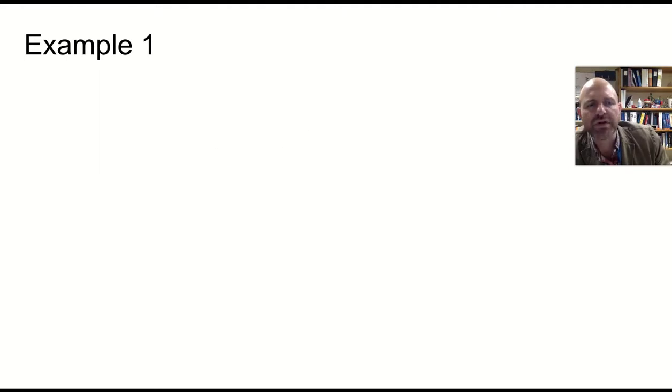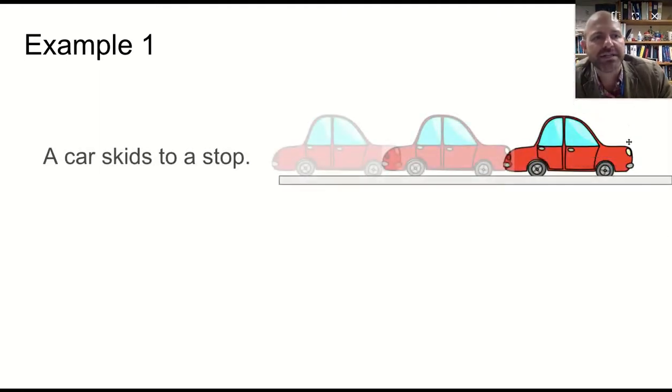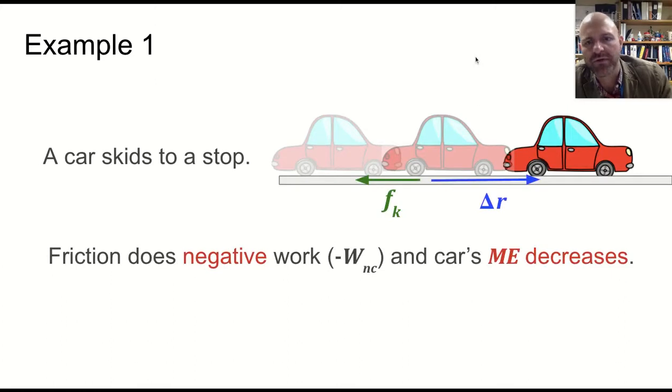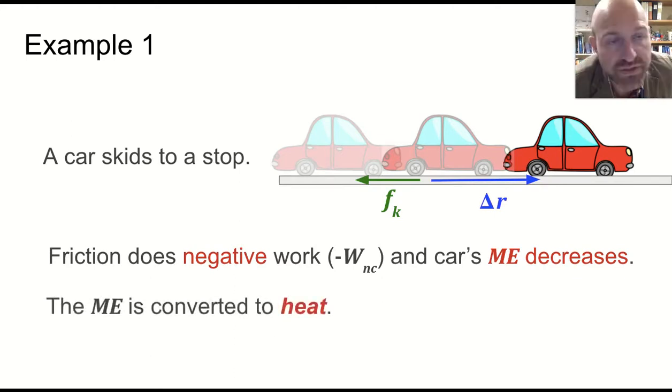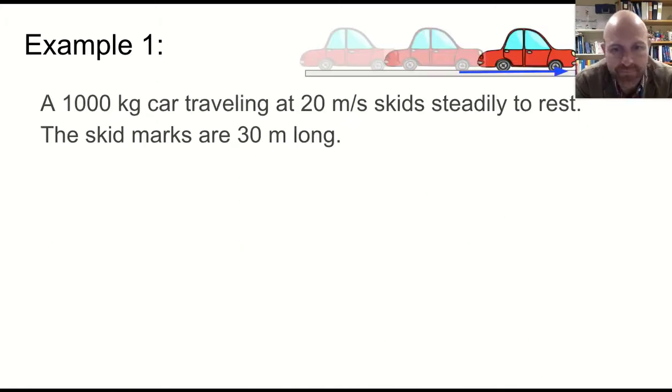So here's an example. If you have a car skidding to a stop, well, the friction does negative work and the car's mechanical energy decreases. This is a problem we've already solved with kinematics, with forces, and now with the work-kinetic energy theorem. And you could also solve it now using conservation of energy, using that work non-conservative term. The mechanical energy is turned into heat. The tires heat up, etc.